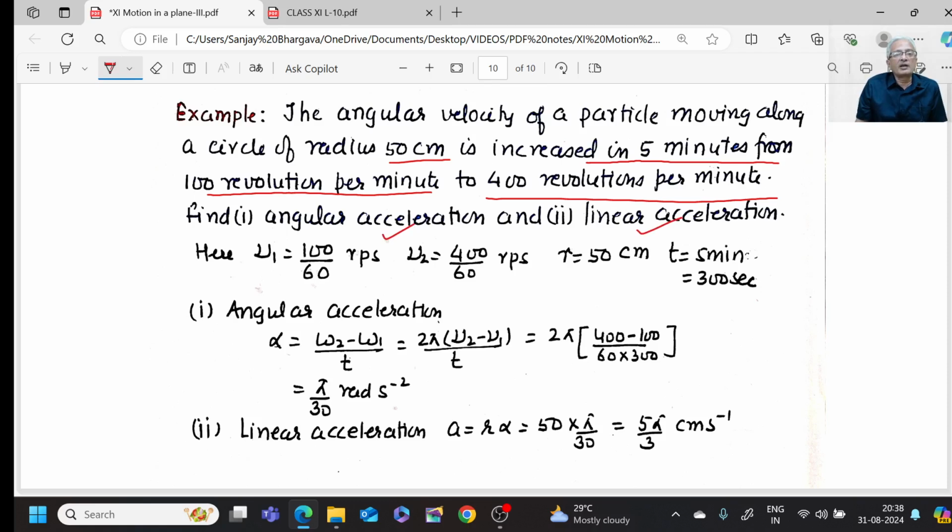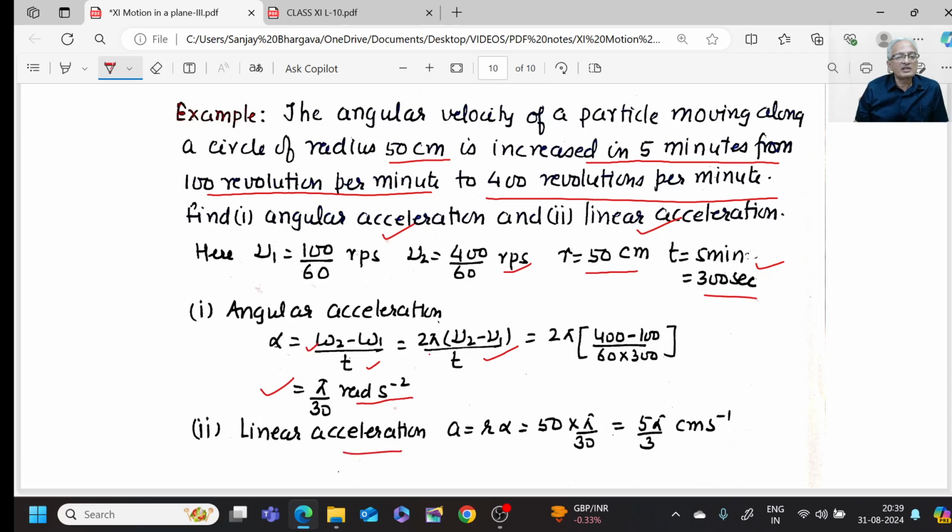Here frequency nu1 is 100 upon 60 rotation per second, nu2 is 400 upon 60 rotation per second, radius is 50 centimeter and the time taken is 5 minutes, converted to seconds is 300 seconds. Angular acceleration would be omega 2 minus omega 1 upon the time taken, that is 2 pi (nu2 minus nu1) upon t. So 2 pi into (400 upon 60 minus 100 upon 60) upon 300, and the answer gives me angular acceleration as pi by 30 radian per second square.